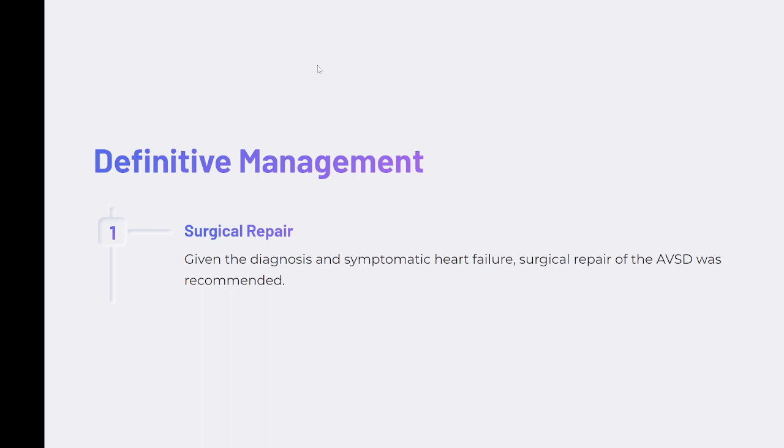Discussion points. The association between Down syndrome and AVSD, emphasizing the need for early cardiac evaluation in these patients. The importance of timely surgical intervention in complete AVSD to prevent irreversible pulmonary vascular disease and optimize long-term outcomes. The multidisciplinary approach to managing children with AVSD, involving cardiology, genetics, nutrition, and developmental services to address the comprehensive needs of the child.